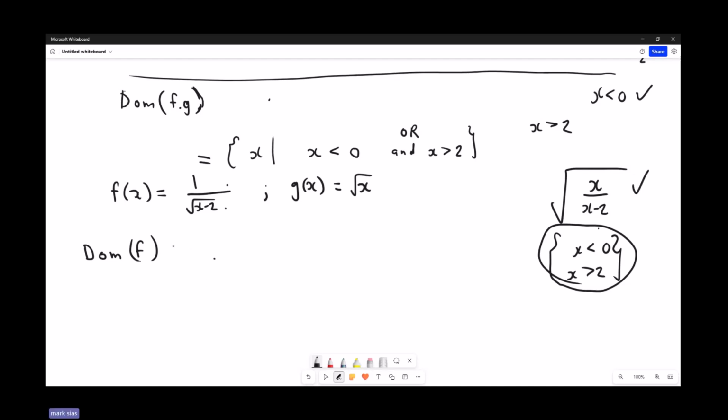Now, let's get the domain of f. Can anyone tell me what is the domain of f? Not the product, just the domain of f. Is the set of x an element of the real numbers such that... Anyone tell me what's the domain of f? Let me take this out in the meantime, because I don't want to commit myself to that.